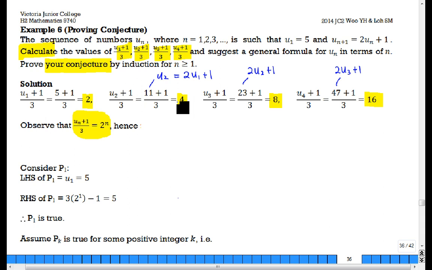Now, we want to suggest a general formula for Un. So we make Un the subject of the formula. I multiply both sides by 3 and then minus 1 on both sides. I will get Un equals to 3 times 2 to the power n, minus 1. Can I make Un the subject? This is the guess I'm making, and I want to prove it.